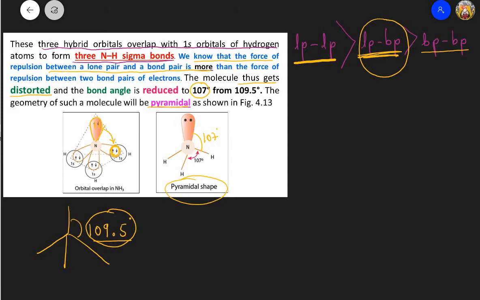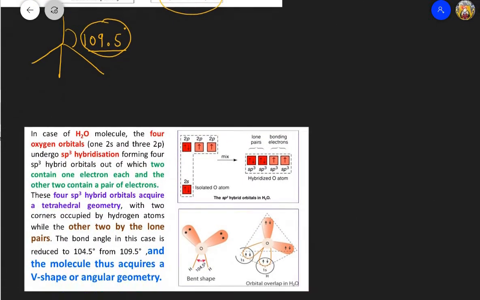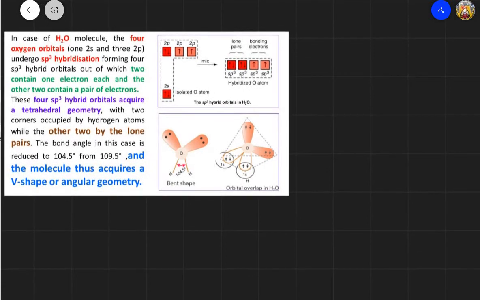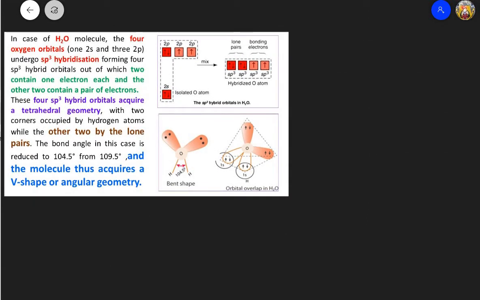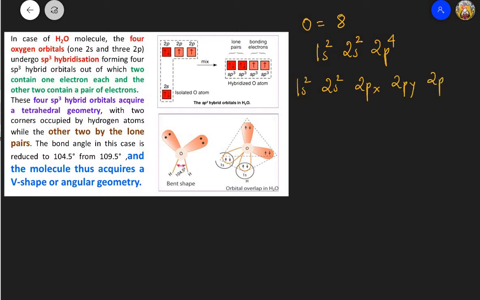Now we will consider another example, the water molecule: how the water molecule is formed and what the bond angle is, because we should remember that in the water molecule there are 2 lone pairs of electrons. Let us first understand the electronic configuration of oxygen. Oxygen has atomic number 8, so the electronic configuration is 1s2, 2s2 and 2p4. I can elaborate this systematically: 1s2, 2s2, then 2px, then 2py, and the last one 2pz.